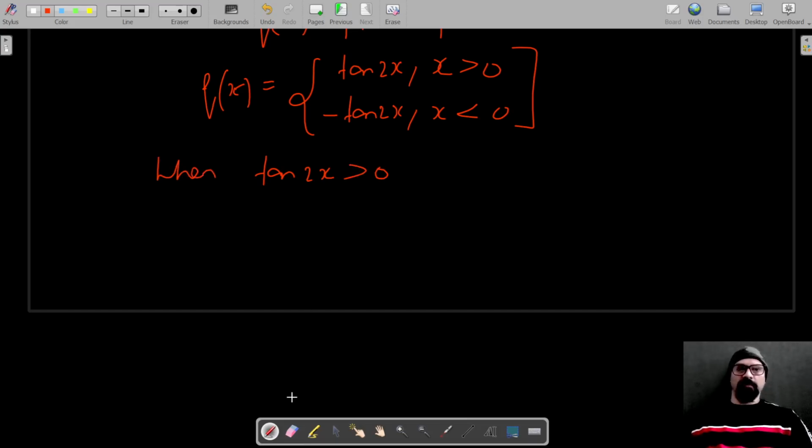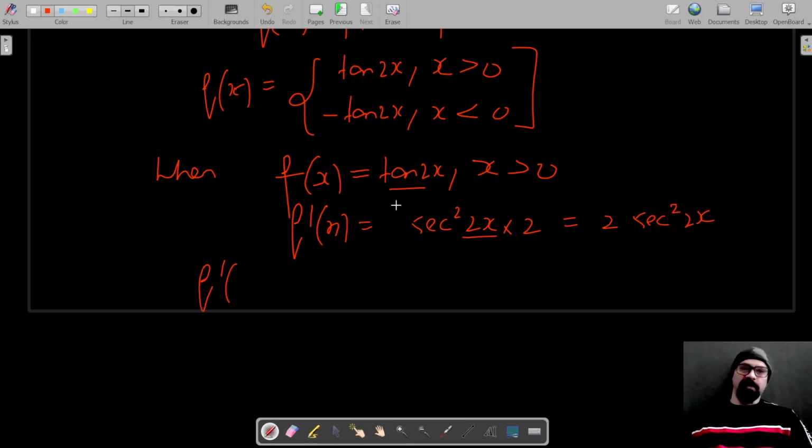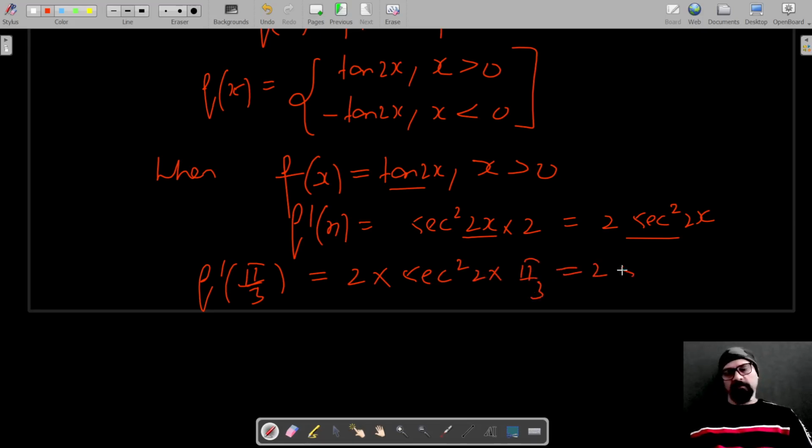when this is tan 2x. Let's consider our function as f of x equal to tan 2x when x is greater than 0, and differentiation of tan is secant square 2x, and differentiation of 2x is 2, so this is 2 secant square 2x. Now we have to find its differentiation at pi by 3, so simply replace the value of x with pi by 3. So this is 2 into secant square 2 into pi by 3. So this is 2 secant square 2 pi by 3.